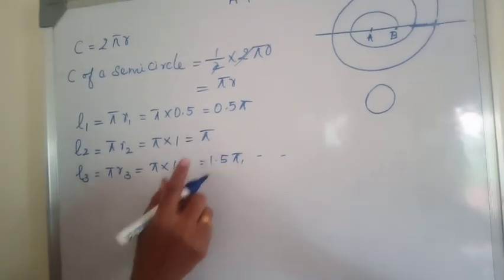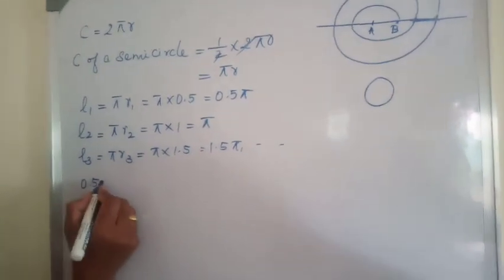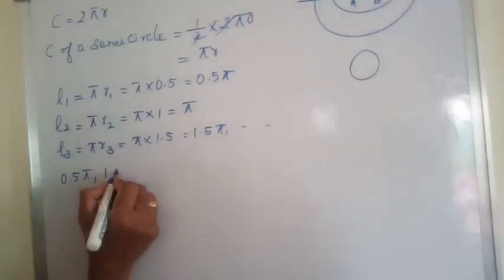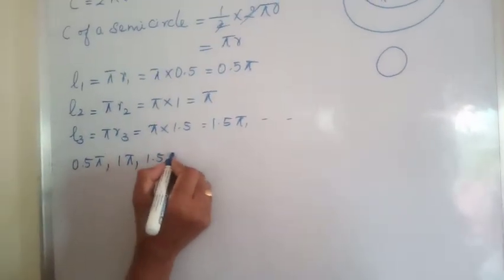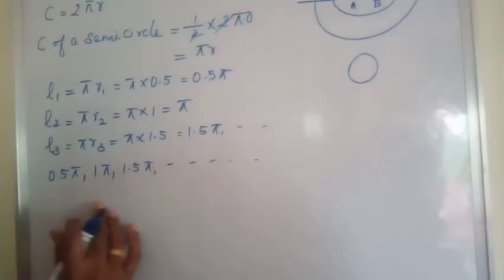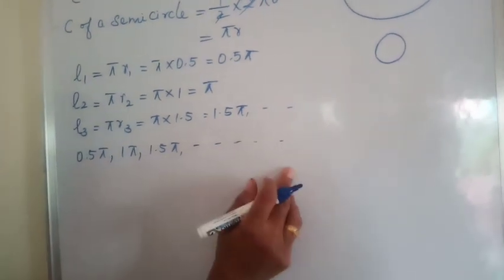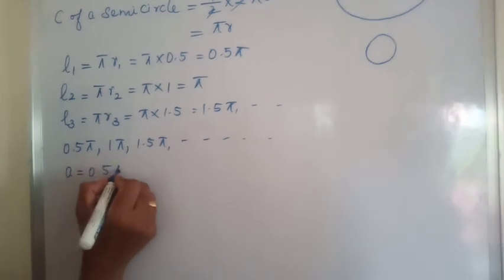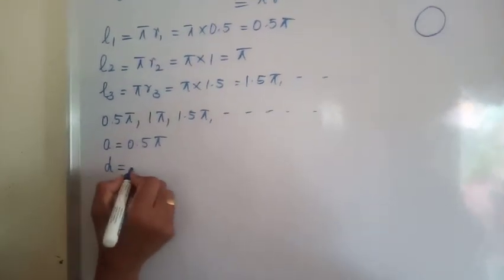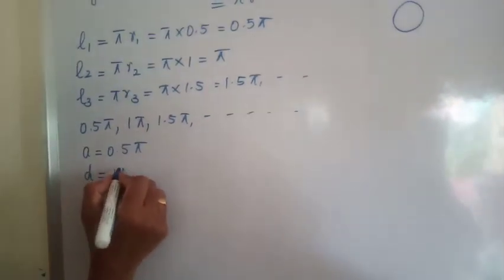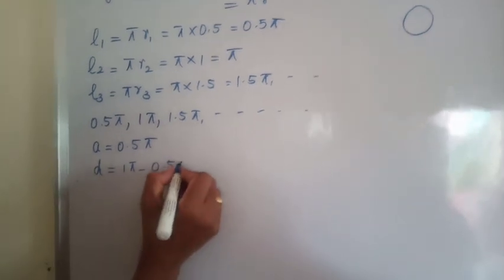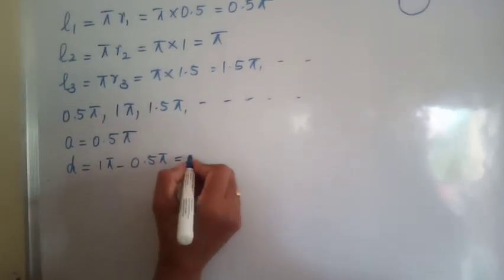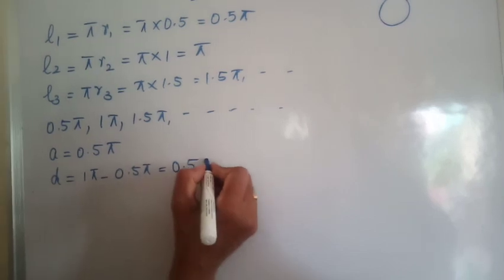Now we got the AP. First term is 0.5 pi, second one is 1 pi, third is 1.5 pi, etc. Like this, there are 13 semicircles. So what is A? 0.5 pi. What is D? A2 minus A1. 1 pi minus 0.5 pi. What is 1 minus 0.5? It is 0.5. So 0.5 pi.